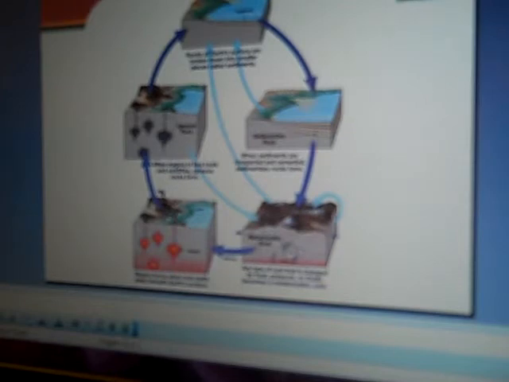And igneous rock pretty much is the starting point, and it's eroded and it turns into sedimentary rocks. Sedimentary rocks are heated and morphed into metamorphic rocks due to heat and pressure. And then metamorphic rocks can be heated back up and turned back into magma, which can go back into our igneous rocks.